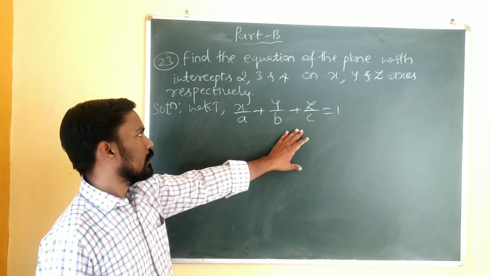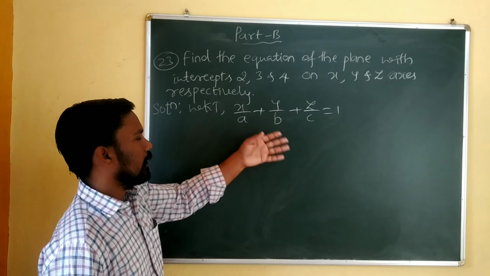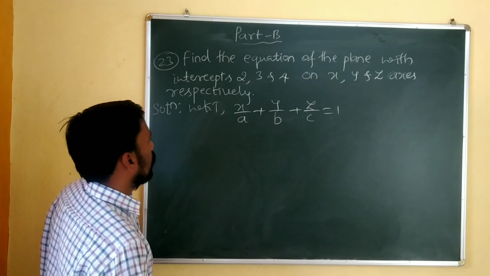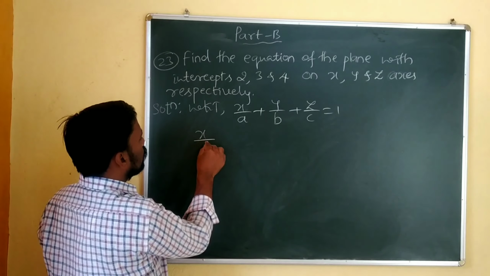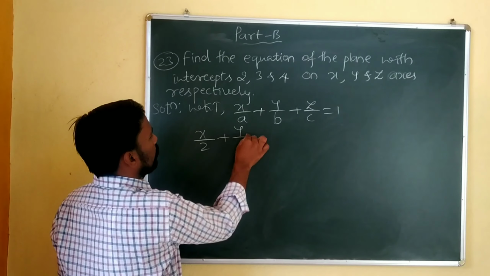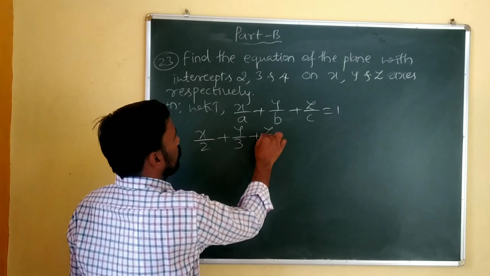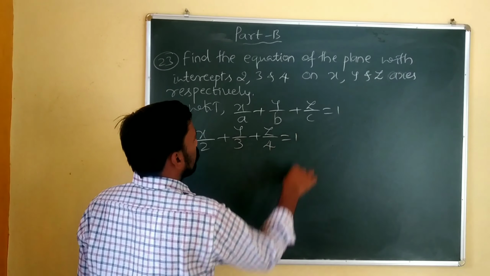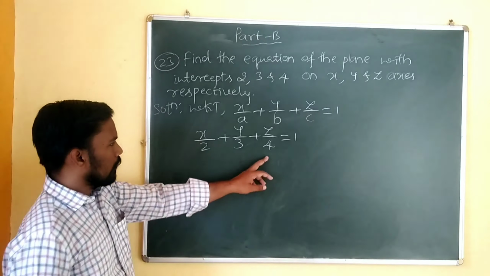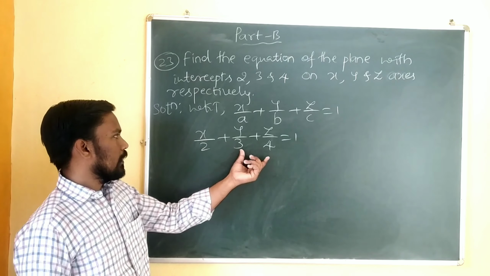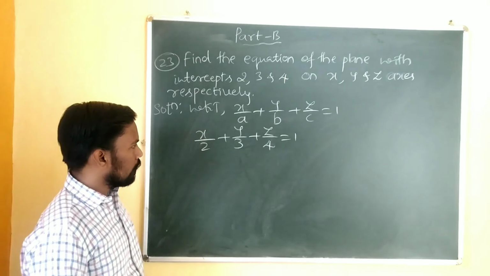So a, b, c are the intercepts on the x, y and z axis respectively. Now put the values of a, b, c: x by 2 plus y by 3 plus z by 4 is equal to 1. Now take the LCM. The LCM of 2 and 4 is 4, since 4 is a multiple of 2. And then take the LCM of 3 and 4, which is 12.